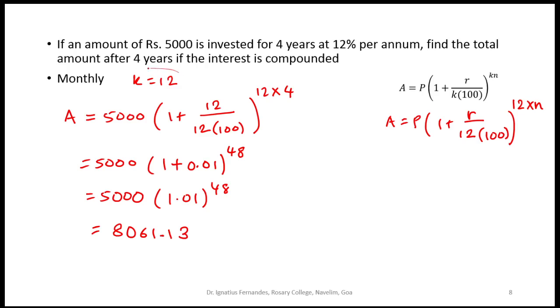So depending on how the interest is calculated, whether it is annually, half yearly, quarterly or monthly, accordingly we have to just substitute the corresponding value of k and the respective values that are given to us, and this is how we have to calculate compound interest. And you will see the difference here.